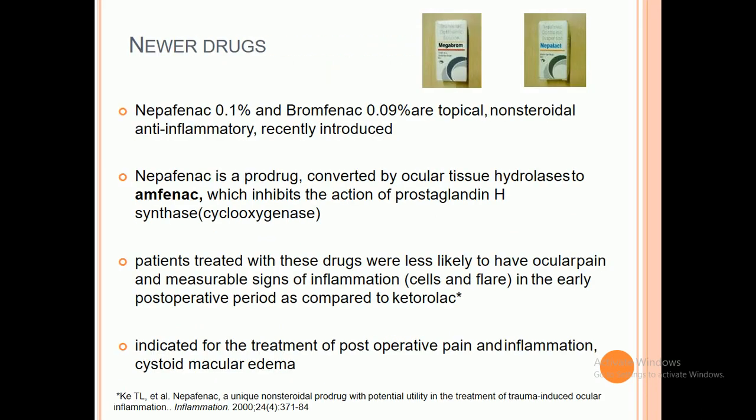Now let's see the newer drugs. The newer drugs are nepafenac, which is available in 0.1%, and bromfenac in 0.09%. They are topical non-steroidal anti-inflammatory drugs, and they have been introduced recently.